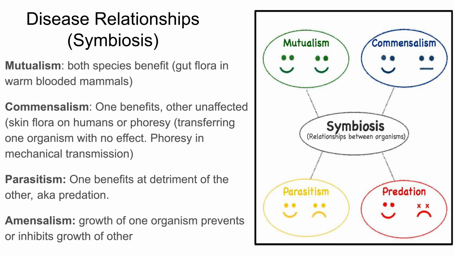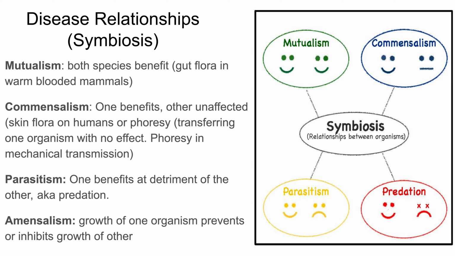When these organisms get transferred, that's known as phoresy, and phoresy is a part of disease transmission known as mechanical. In parasitism, one is going to benefit at the detriment of another. This is sometimes also referred to as predation. And in amensalism, the growth of one organism will prevent or inhibit the growth of another.